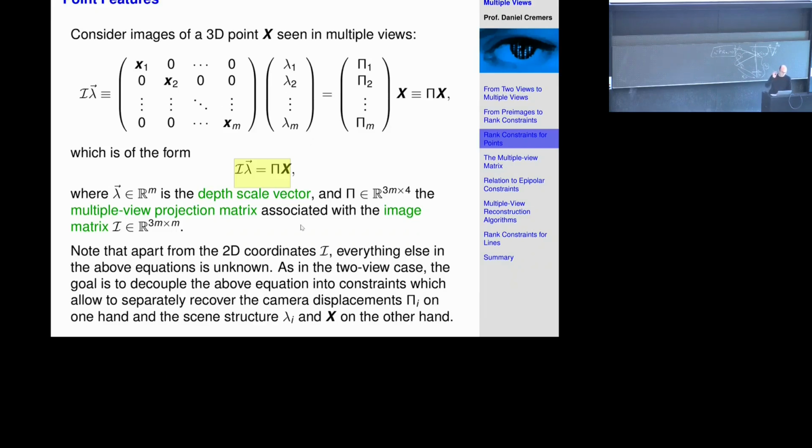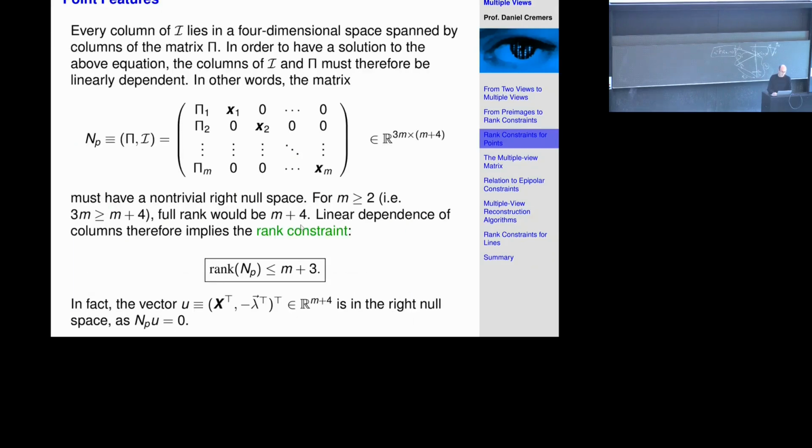And so what we're going to do is, much in analogy to the epipolar constraint, we're going to eliminate things from this equation to get some compact constraint that ideally only contains the 2D coordinates and the camera motions. So we want to kick out both the lambdas and the large x. How do we do this?